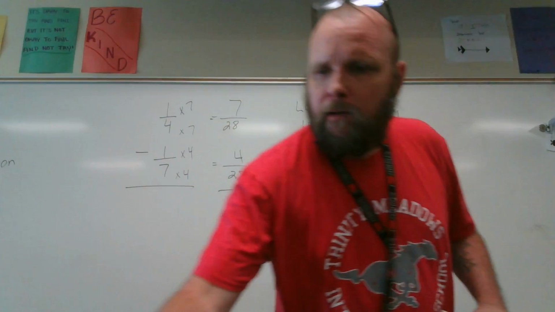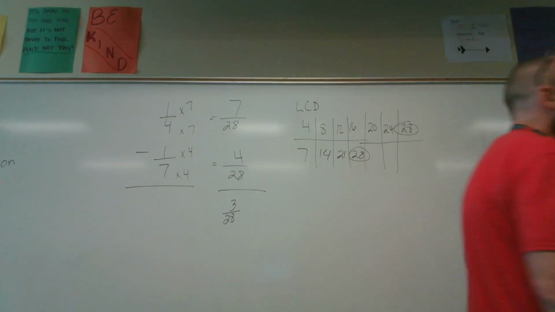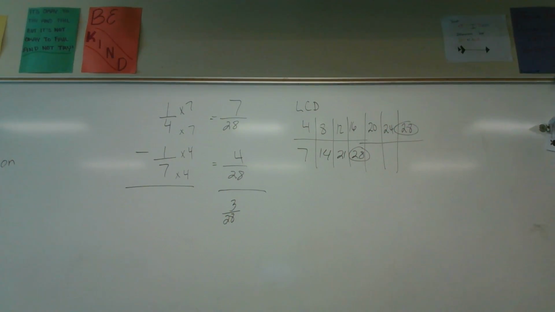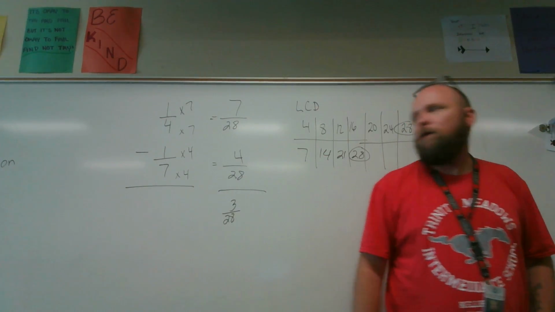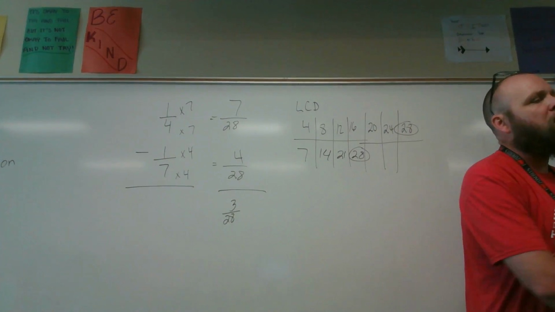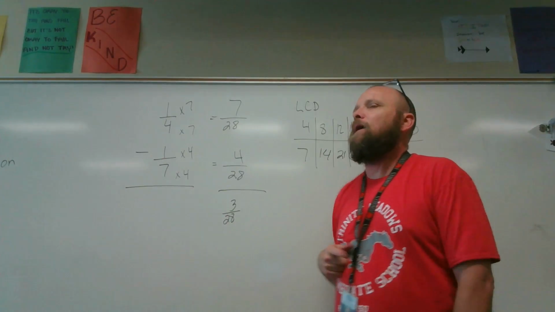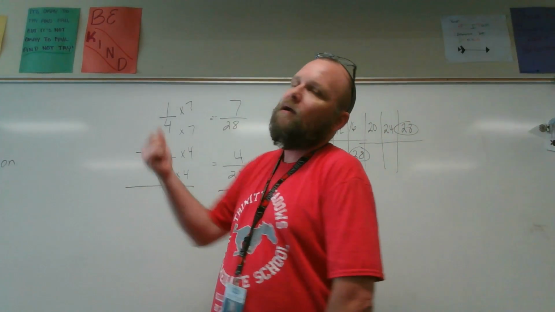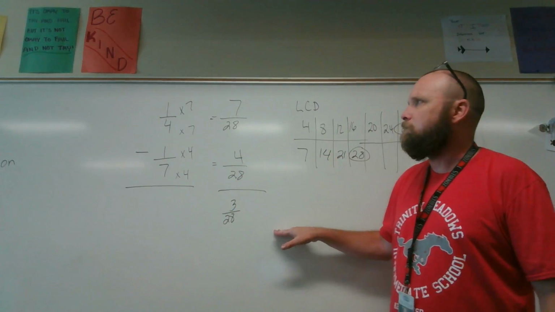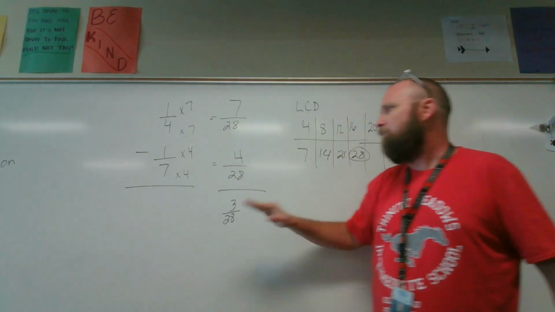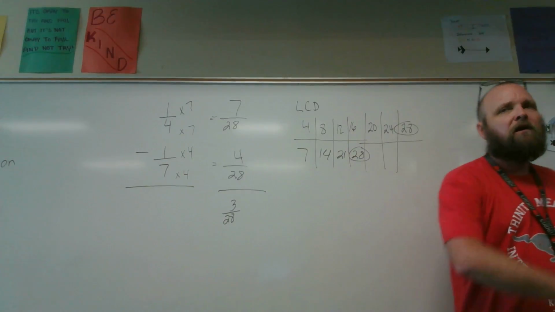Tatum, what is the greatest common factor for 3 and 28? 1. Since the greatest common factor is 1, you cannot, I repeat, cannot simplify that fraction. It's already in lowest terms. So the difference between 1/4 and 1/7 is 3/28.